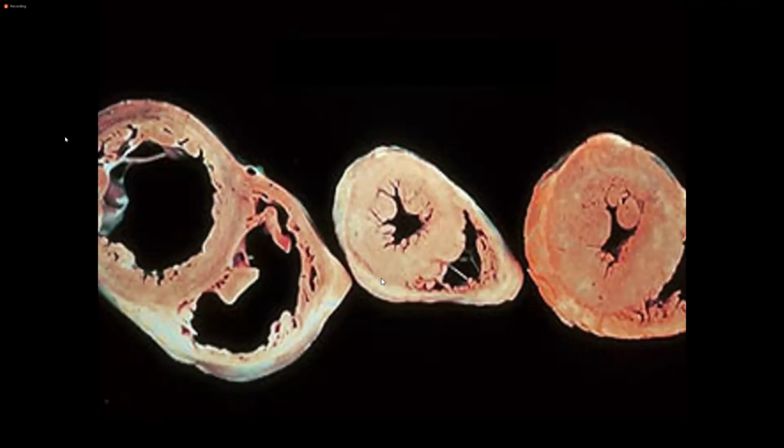And here I'm showing you a comparison between different types of cardiomyopathy. This is a normal heart, this is hypertrophic cardiomyopathy, and this is dilated cardiomyopathy. When we talk about dilated cardiomyopathy, I want you to know that this is a systolic dysfunction, because these hearts cannot contract with force.